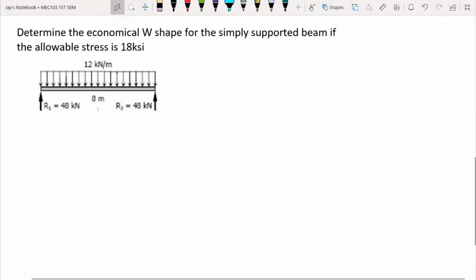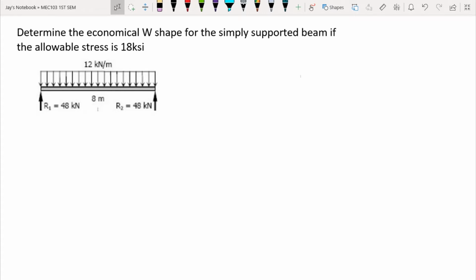Okay, let's try to solve an example. We have here, determine the economical wide flange shape for the simply supported beam if the allowable stress is 18 kilopound per square inch. That is the allowable flexural stress. Now, our first goal here is to determine the maximum moment, because that maximum moment could give us the stress experienced by the beam.